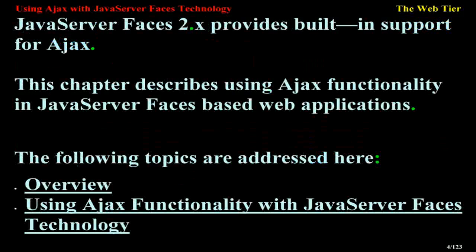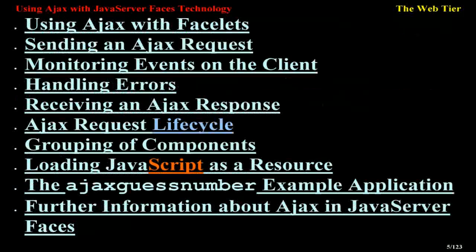This chapter describes using Ajax functionality in JavaServer Faces-based web applications. The following topics are addressed here. Overview: using Ajax functionality with JavaServer Faces technology. Using Ajax with facelets: sending an Ajax request, monitoring events on the client, handling errors, receiving an Ajax response, Ajax request lifecycle, grouping of components, loading JavaScript as a resource. The ajaxguessnumber example application. Further information about Ajax and JavaServer Faces.